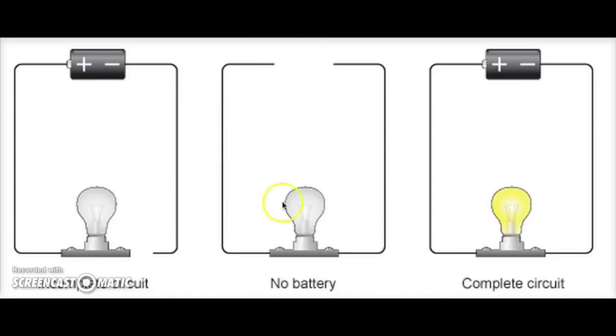Now, the second diagram is a bit more straightforward. We can clearly see that there's no battery. Because there's no battery, there will be no electrical energy. And because there's no electrical energy, the bulb won't light up.